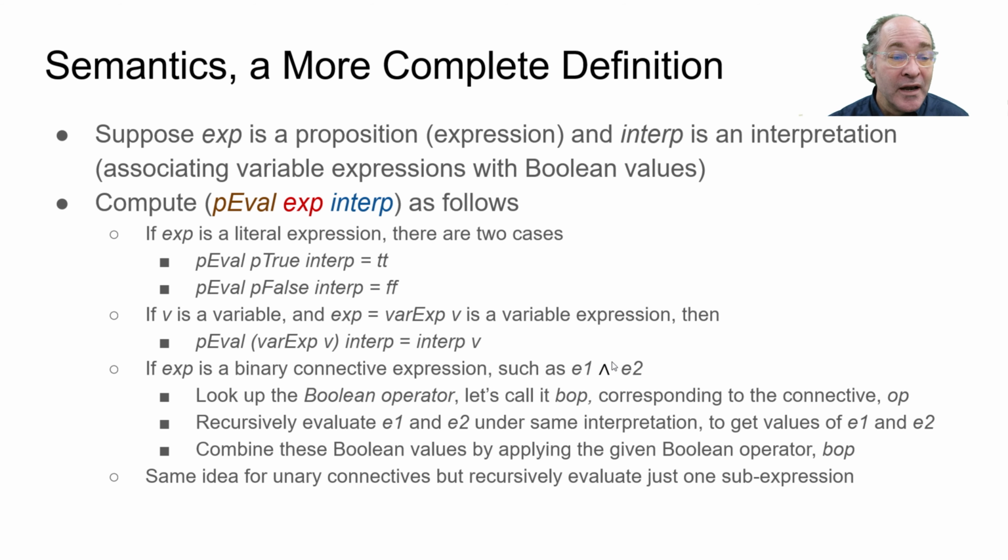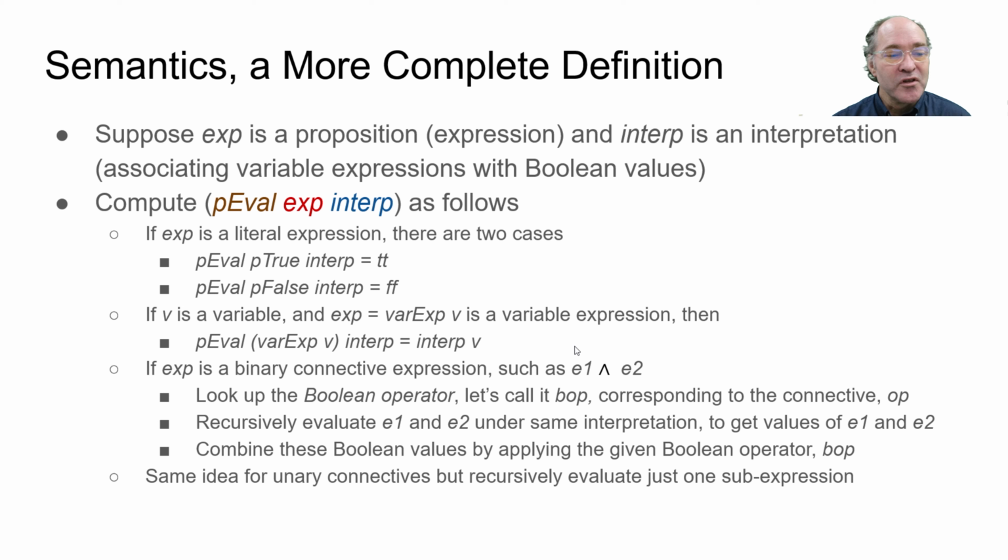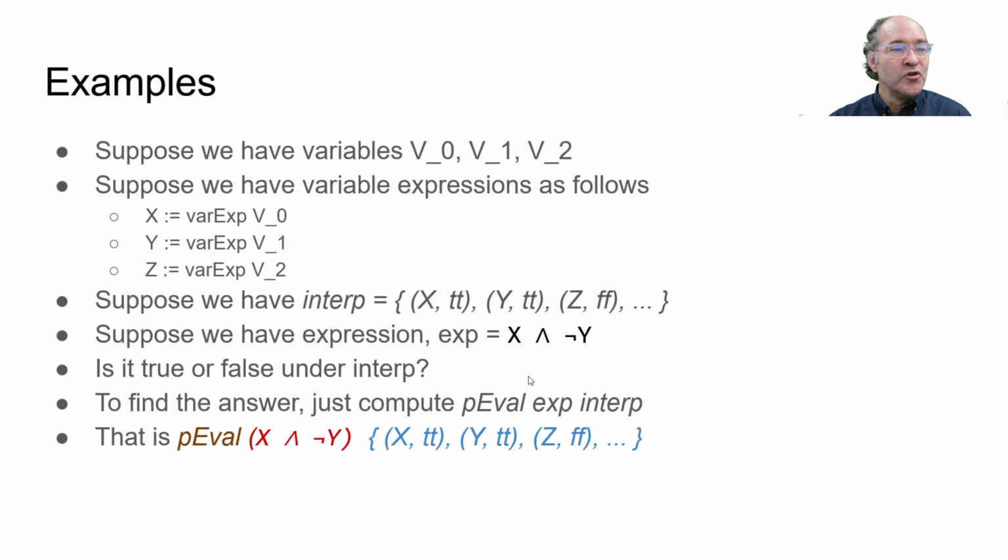apply, as it were, the connective interpretation function, the operator interpretation function, just like we did in arithmetic expressions, to find the corresponding Boolean operator in the semantic domain. Here it's B and. Then we recursively evaluate E1 and E2 under the same interpretation to get Boolean values for E1 and E2, and then we simply combine those Boolean values using the Boolean operator that corresponds to the connective in our expression. Okay, and the same idea applies for unary operators like not, but we just recursively evaluate one sub-expression instead of two because the not connective applies to just one propositional expression rather than two.